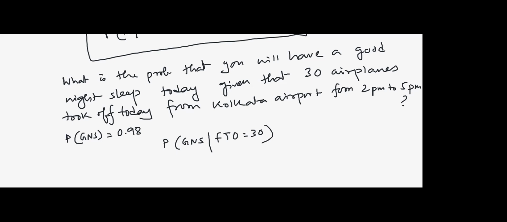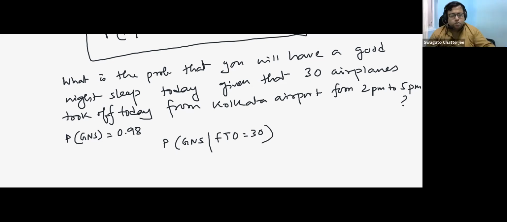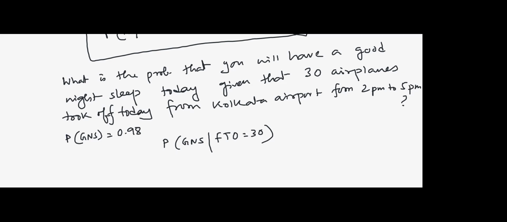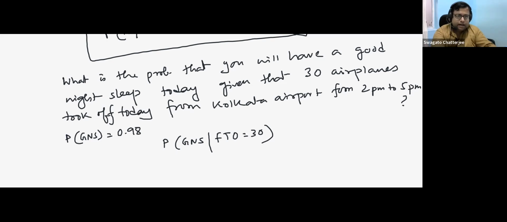In that case, the probability should be 1, because... Why should it be? Why will it be 1? Why not? Why will it all of a sudden go up? In general, you have a 98% chance, sorry, sir, 0.98. It will not change. It will still remain 0.98 only, because these two events are not related to each other.